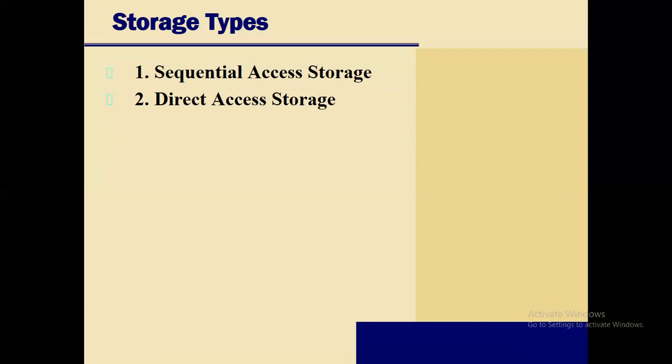The other type is direct access storage, which is also called random access storage. We can randomly pick any piece of information or data.